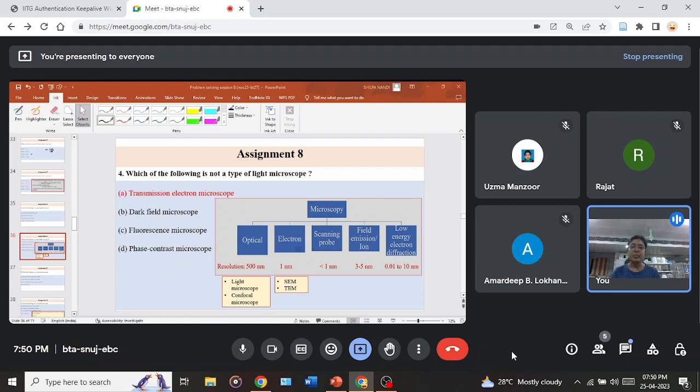Whereas under light microscopy, you can see various types: bright field microscope, dark field microscope, fluorescence microscope, phase contrast microscope, as well as dark phase contrast microscope. Okay, fine. I can see that this is quite clear to you. So we can move on to the next question if there is no doubt.